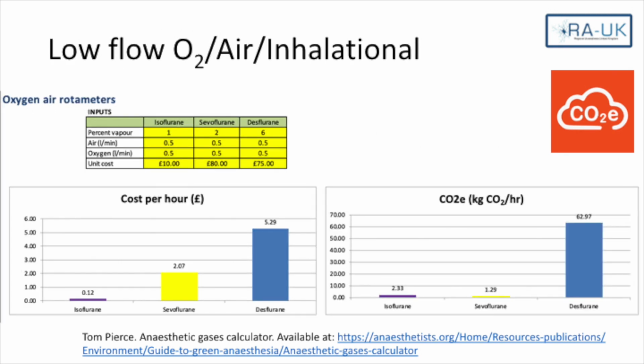If we get rid of the nitrous, which we know is bad for the environment, and replace that with air, reduce the flows to below 1, which would be by most people considered a low flow anaesthesia, there are significant improvements, and sevoflurane starts to get down towards the 1 kilogram of CO2 per hour.